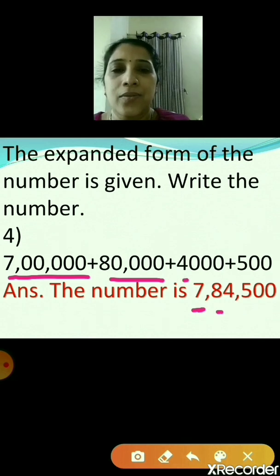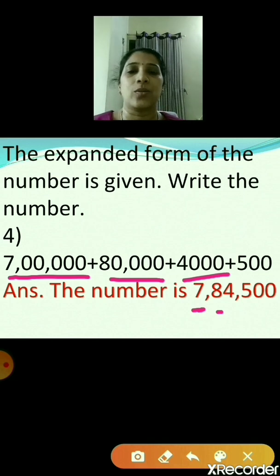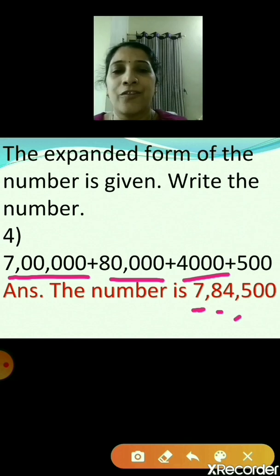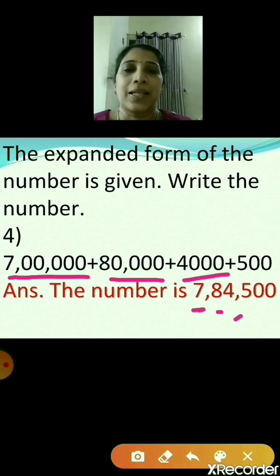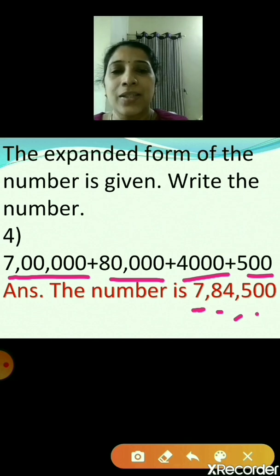Next part is 4 followed by 3 zeros. So first 0 in the units place, second 0 in the tens place, third 0 in the hundreds place, and the digit 4, it is in the thousands place. So your next number will be 4. Next part is 5 followed by 2 zeros. So the first 0 in the units place, second 0 in the tens place, and the digit 5 is in the hundreds place. So you will write the digit as 5.